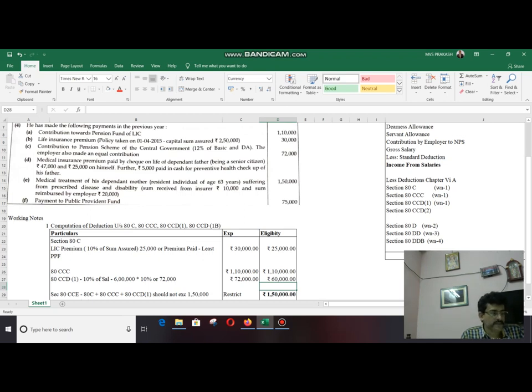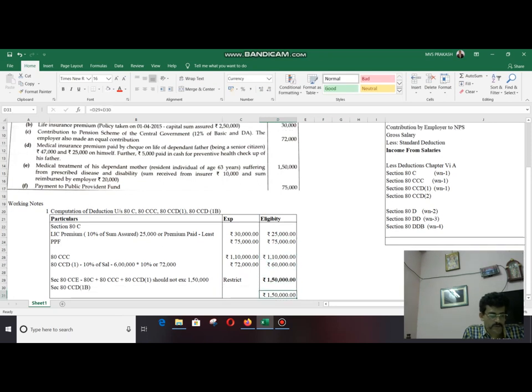Then let us see the next one. Medical treatment of dependent mother, 80DD as well as 80DDB, that we'll discuss. Payment to public provident fund. So payment to public provident fund is eligible for 80C. So let us consider it here under 80C.